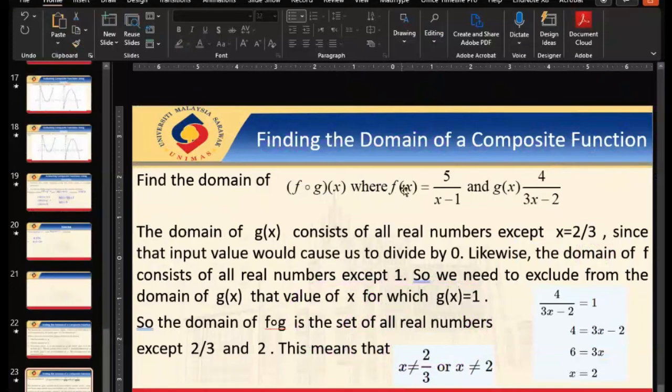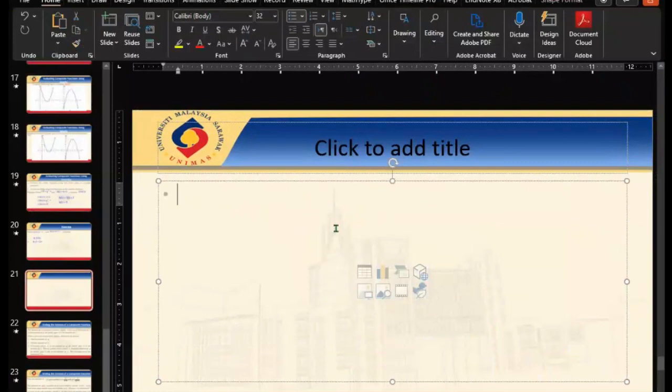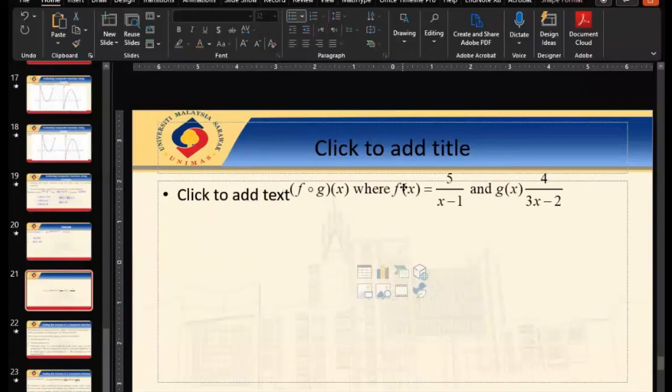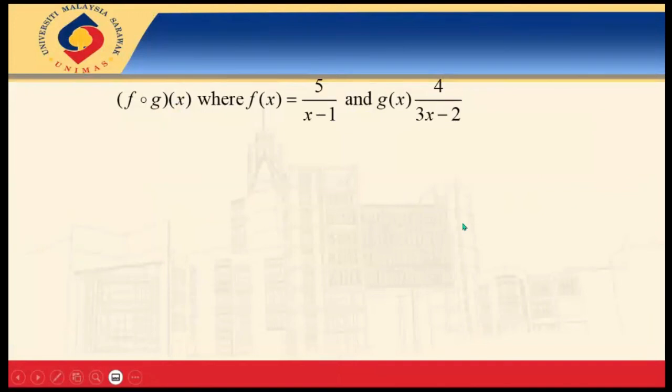Sir, the domain is not actually the x, but we want to find the range, right? We actually do not want to find the answer for x. We want to find the range where the x should be, right? You are right, but it is the same. In other words, here in this case, we are trying to find the domain.